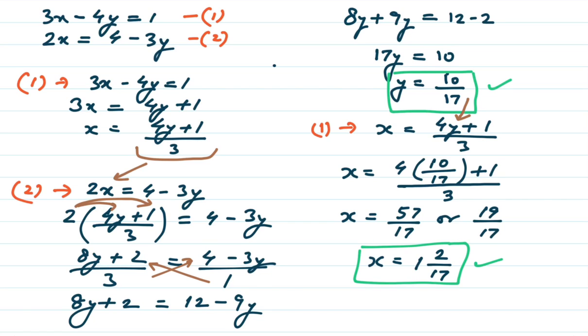Once again, if you plot these two lines on a graph sheet, you get two straight lines and their intersecting point would then be 1 2/17, the x value, and 10 over 17 as your second point.